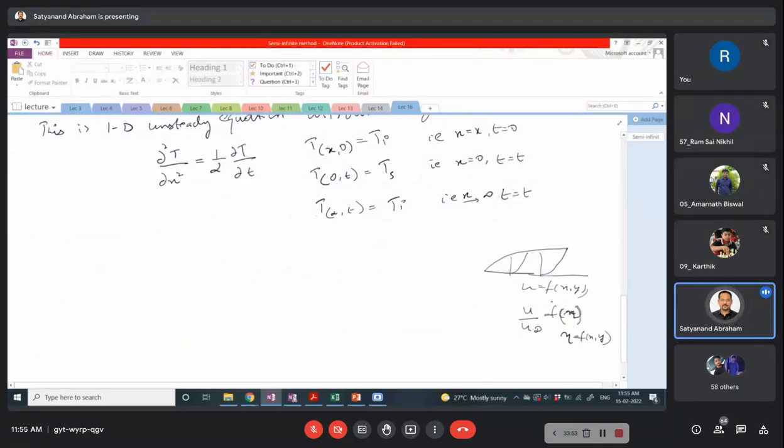You introduced a new variable which is a combination of x and y, such that u by u infinity is now a function only of eta. Therefore you successfully converted a PDE, a partial differential equation, in u into an ODE in u by u infinity.